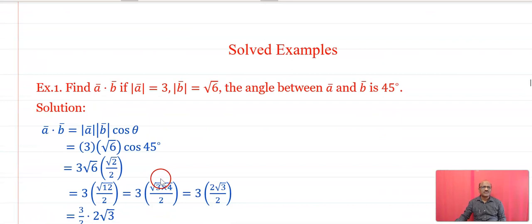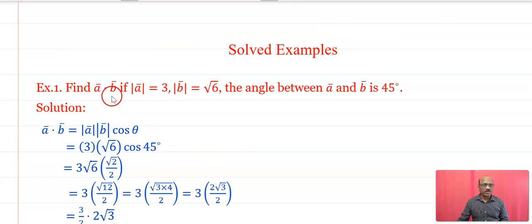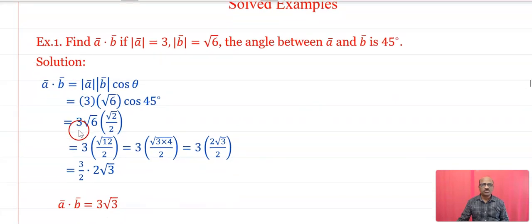Now the next is solved examples. Find A bar dot B bar if mod of A bar is equal to 3, mod of B bar is equal to root 6, and the angle between A bar and B bar is 45 degrees. Now the solution. By the definition of the dot product, A bar dot B bar is equal to mod of A bar into mod of B bar into cos theta. Mod of A bar is 3, mod of B bar is root 6, and cos of 45 is 1 upon root 2.